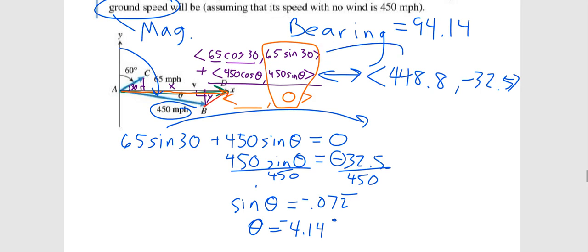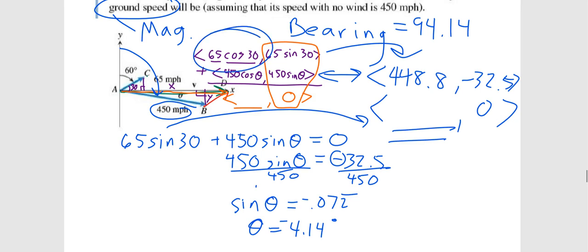Of course, we got the first vector, and we can add those together. Everybody in the room knows what zero's that one. What about this part? I really need to focus on the 65 cosine 30 and the 448.8, because those are the x components of the two vectors that are getting added together. 65 cosine 30 plus 448.8 is 505.1.